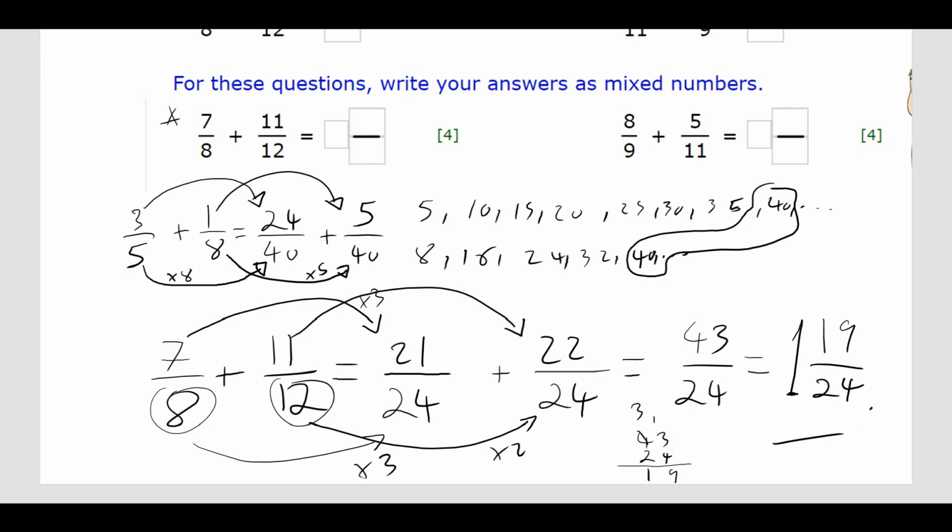And it will be very much the same method for the second one. So hopefully that clarifies adding and subtracting fractions online maths.